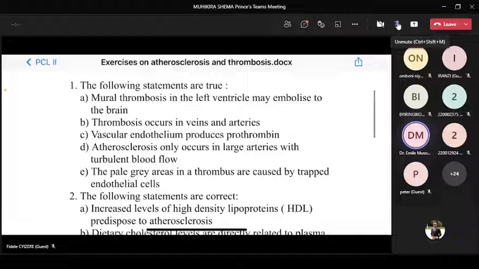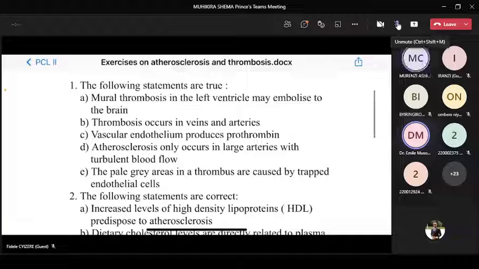Thrombosis occurs in the vein and the artery. That is true. Thrombosis can be in the vein or in the artery. So number B is true.